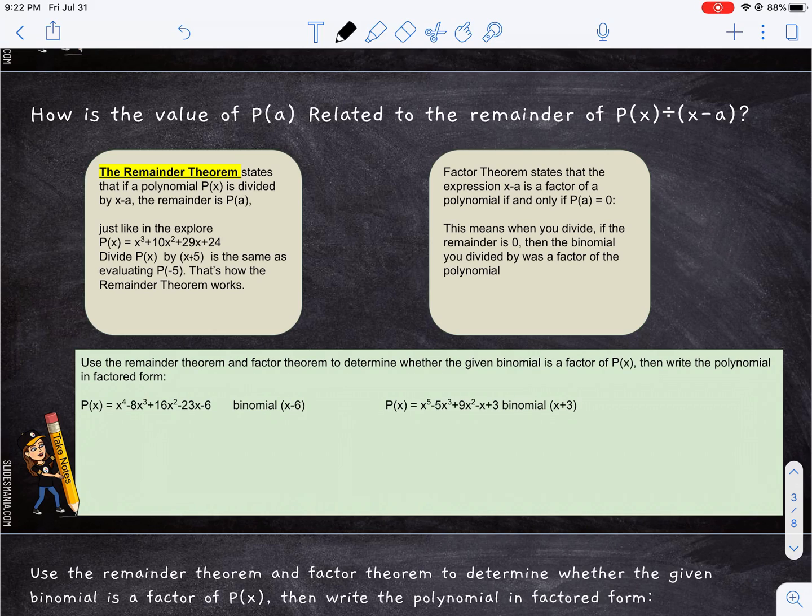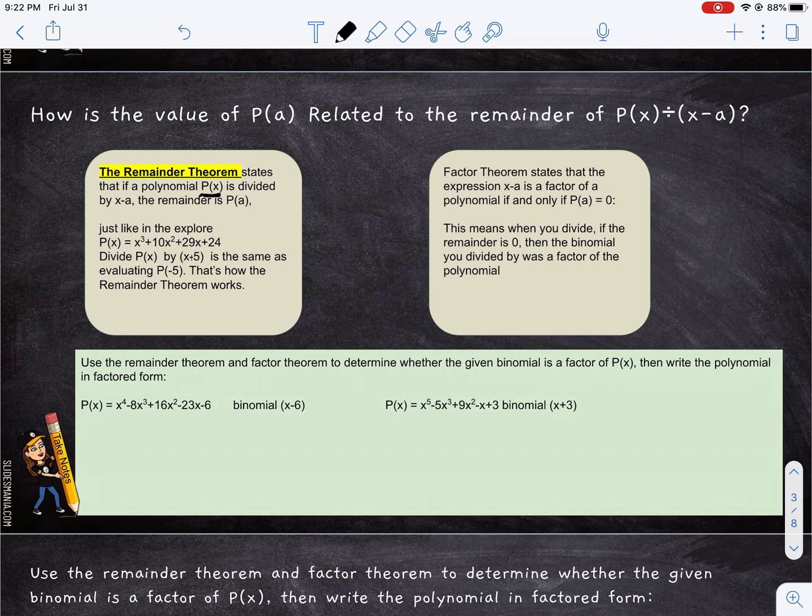So this leads us to two theorems. The remainder theorem, that states that if a polynomial p of x is divided by a factor or a binomial x minus a, the remainder is going to be the same as evaluating that polynomial at that value of a.